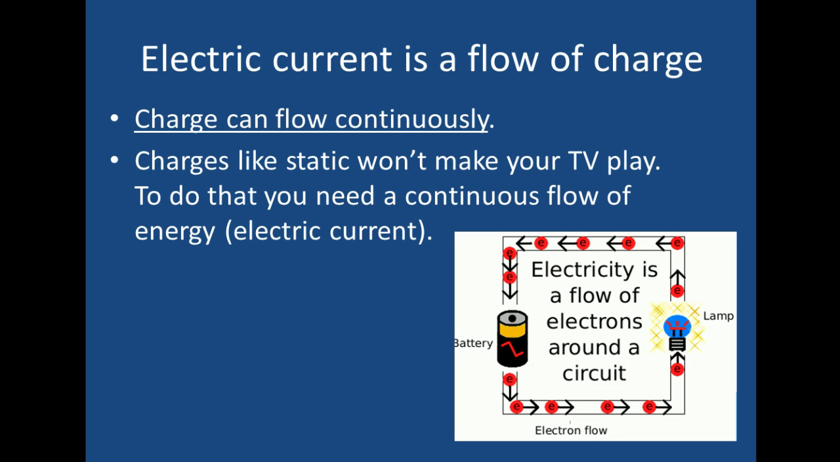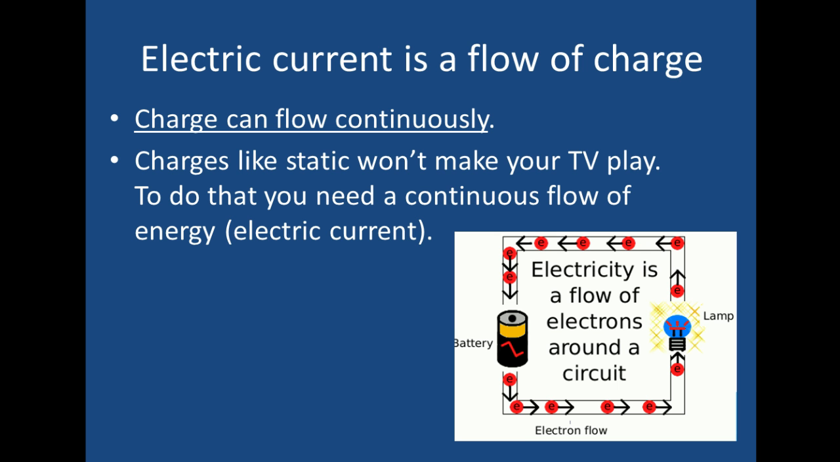So after that, those charges, electricity is basically a flow of electrons, which are negative charged. In order for you to have electric current, you need to have continuous flow. Static electricity will not work as electricity. It's not going to make your TV play or your flat iron turn on or your PlayStation go. It's a one-time thing, like lightning is a one-time flow of energy. You need continuous flow or an electric current.